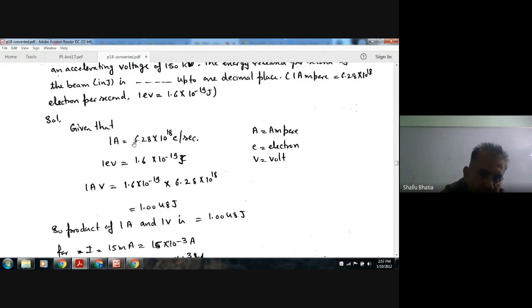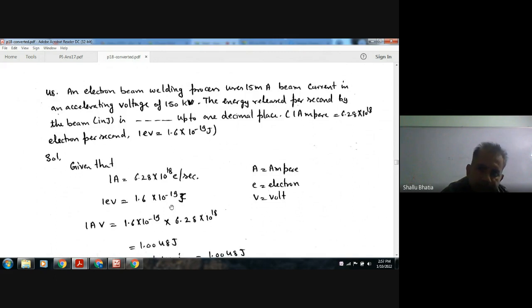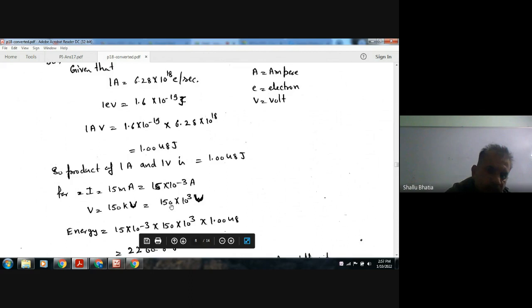And in 1 ampere there are 6.2 × 10^18 electrons. So this will be your 1.0048 joule per second. Okay, so for 1 ampere and 1 volt, the current is now 1.0048 joule per second.